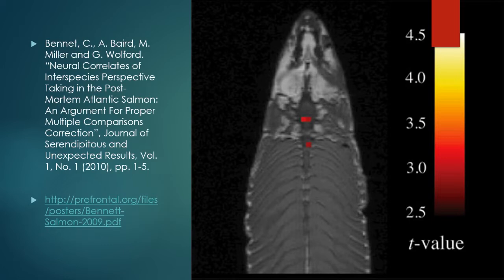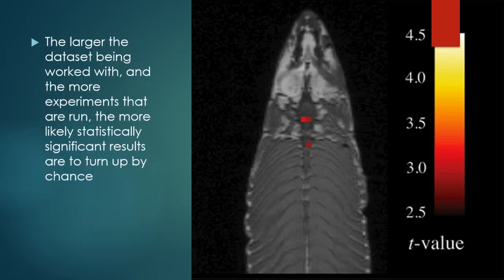However, you see these red dots here. Those red dots are areas where, using the standard techniques in the field, they showed statistically significant activity in this dead salmon's brain in response to the pictures. Yeah? And they published this as a poster. It got talked about quite widely.